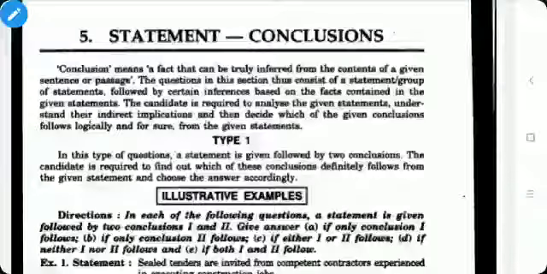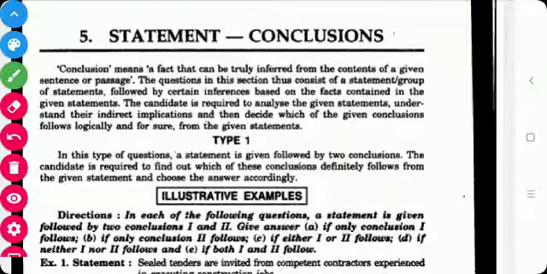Dear students, now we will see the fourth part of unit 3, that is statement and conclusion. A conclusion means a fact that can be truly inferred from the contents of a given sentence or passage, like we write the conclusion in our experiment also. So that is the conclusion.